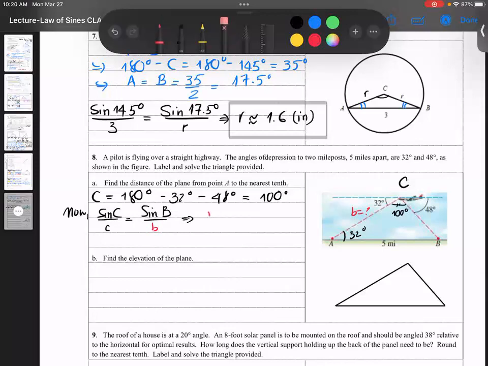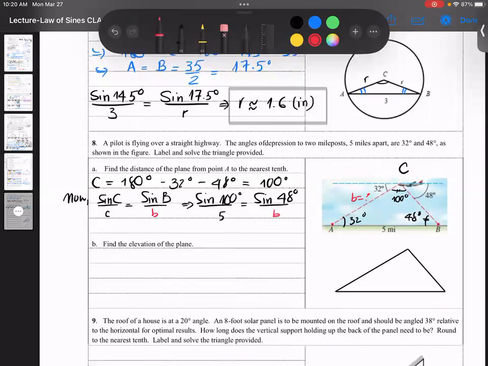Oops, keep up with my color. Side C, sine of 100 degrees, over little c, which is 5 miles, equals side B, which is, oh, I gotta figure out what side B is. 48, thank you. Is that okay? I don't write out the math. Sine 48 over little b. Now you can solve for b.